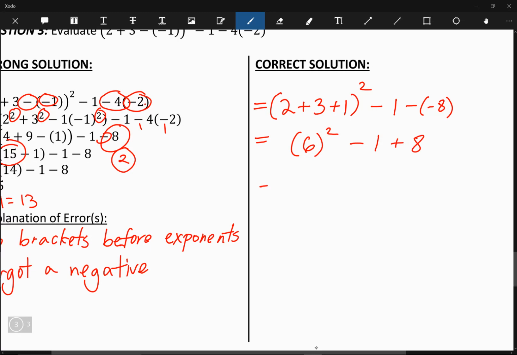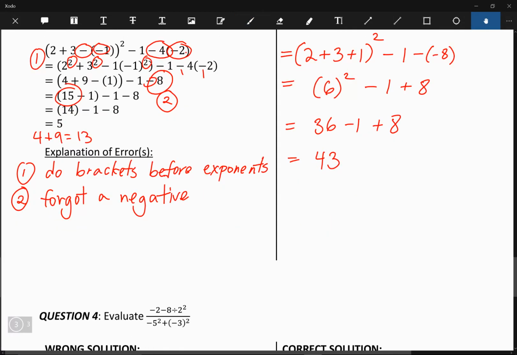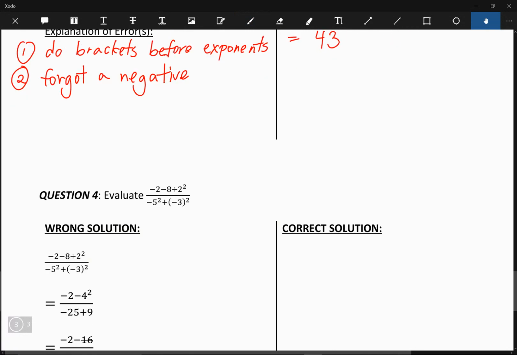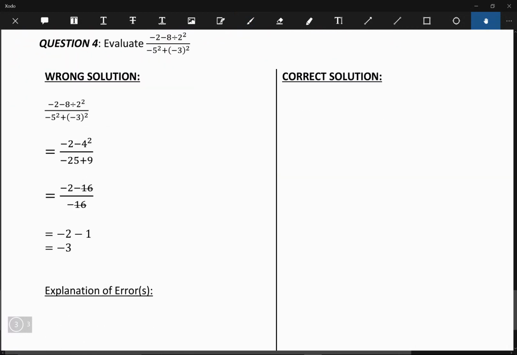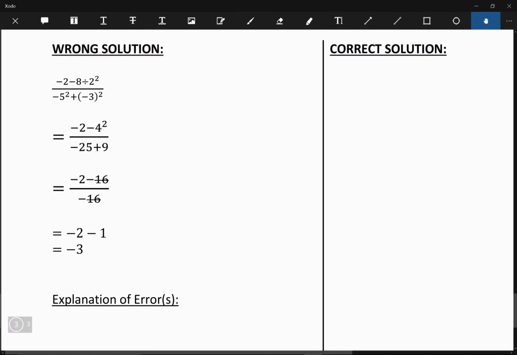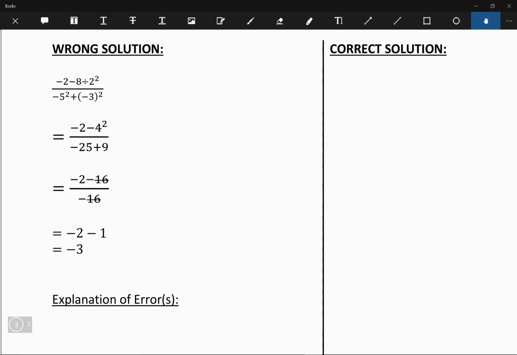Okay. 6 squared is 6 times 6, which is 36. And then I have minus 1. Then I have plus 8. And when I subtract and add these numbers, I should get an answer of 43. Check this on your calculator. Okay, one question left to go. Question number 4. Have a look, take a moment, pause the video, and see if you can spot the errors. There's only 2 this time.